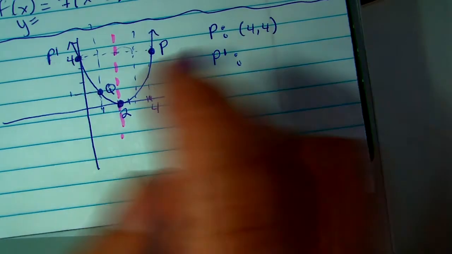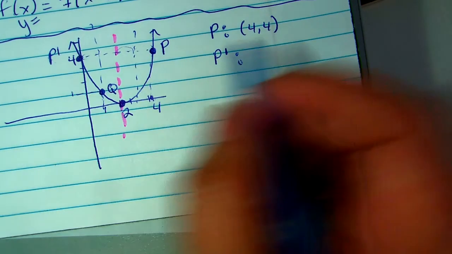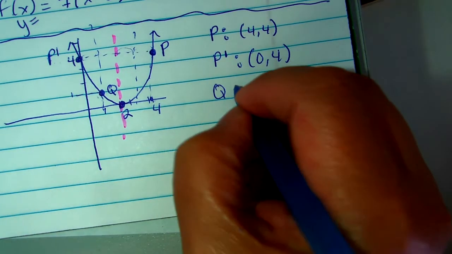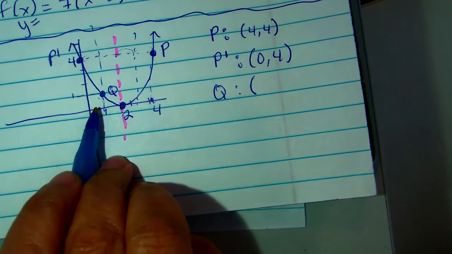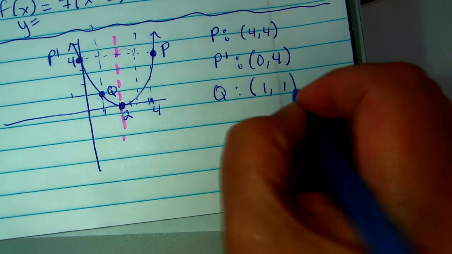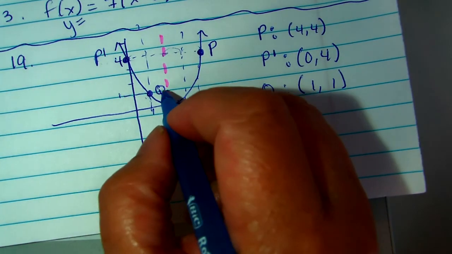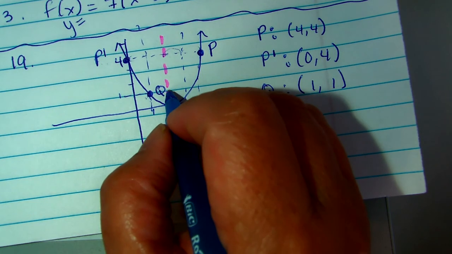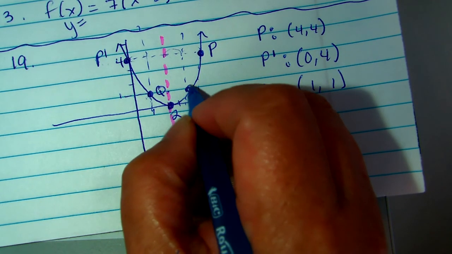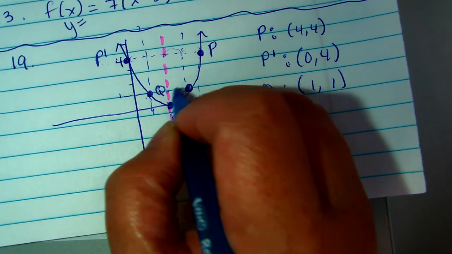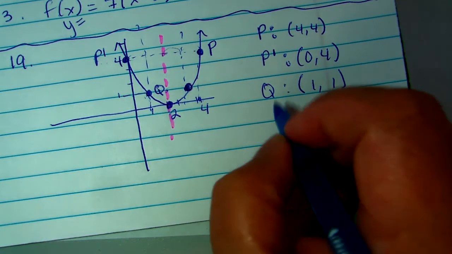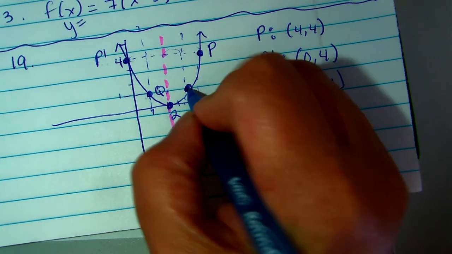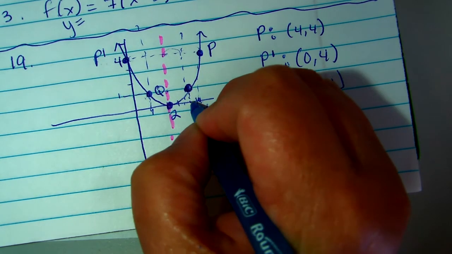This is P prime. And this, what is occurring here? 0, 4. Q, where is Q located? Q is located at 1, 1. And where is the reflection for Q? This one is 1 unit to the left of the axis of symmetry. So the corresponding point, well, it's not very accurate, but it's going to be here. 1 unit to the right. So this will be Q prime. Q prime is located where? At 3, 1.